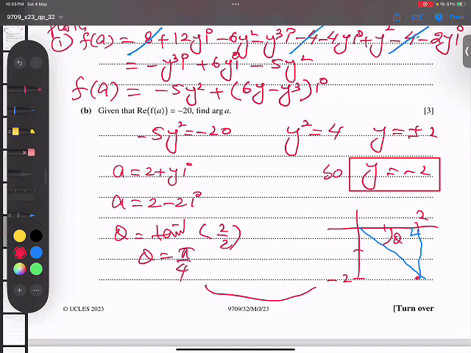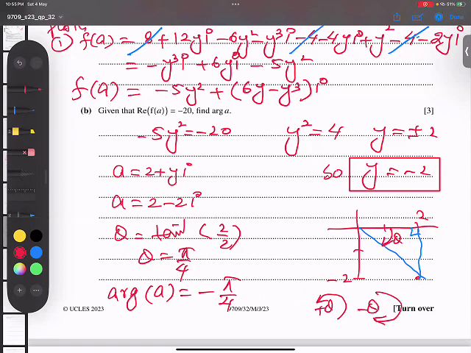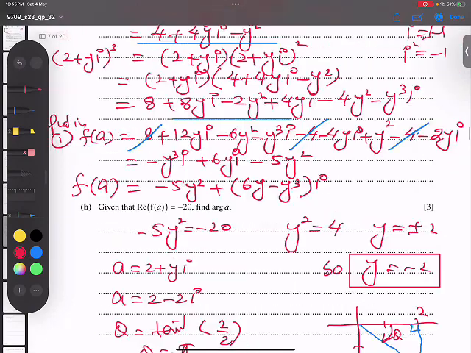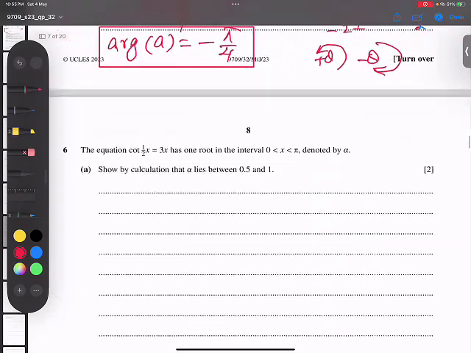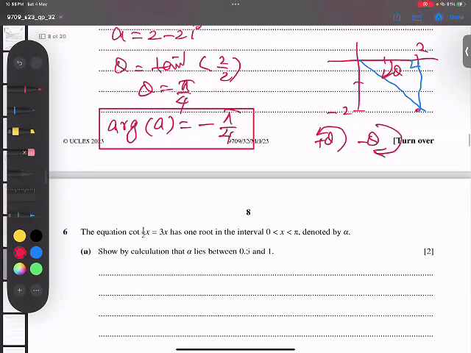But he said argument, because argument is an angle only. So the argument of A is naturally negative pi by 4. You ask the reason, sir. Because whenever I move anti-clockwise, theta is counted positively. When I move clockwise, theta is counted negatively. So this value pi by 4, I just plug in a negative sign, and this is my final answer. I believe the point is very clear. Let's go for the next question, number 6.